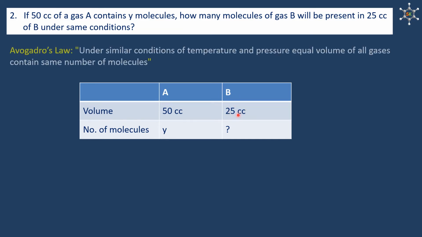For this also, we have to make use of Avogadro's law, which states under similar conditions of temperature and pressure, equal volume of all gases contain same number of molecules. So we have to make use of unitary method here. 50 cc contains Y molecules, 25 cc contains how many molecules? If we apply the unitary method, then unknown can be calculated by 25 multiplied by Y divided by 50. This will be Y by 2, meaning 25 cc of gas B contains Y by 2 molecules.